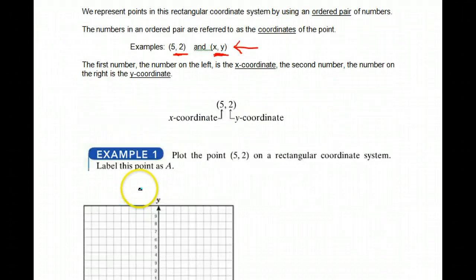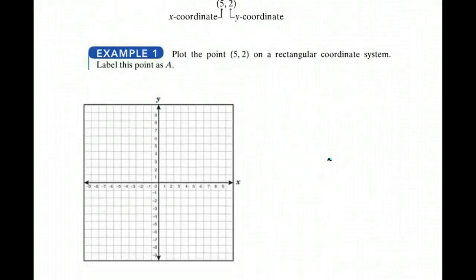So the first example that we're going to look at here is one in which we plot the ordered pair (5, 2) on the rectangular coordinate system. Once we plot it, we want to label it as point A. As I mentioned, since the first coordinate represents the X value, you always want to make sure that you are moving along the X axis according to the location as represented by that X coordinate.